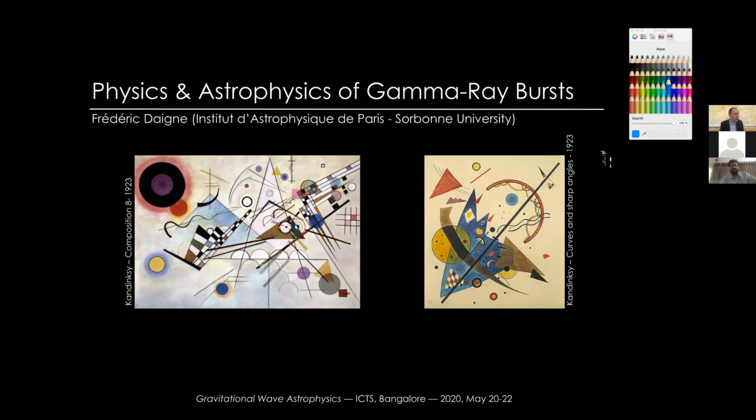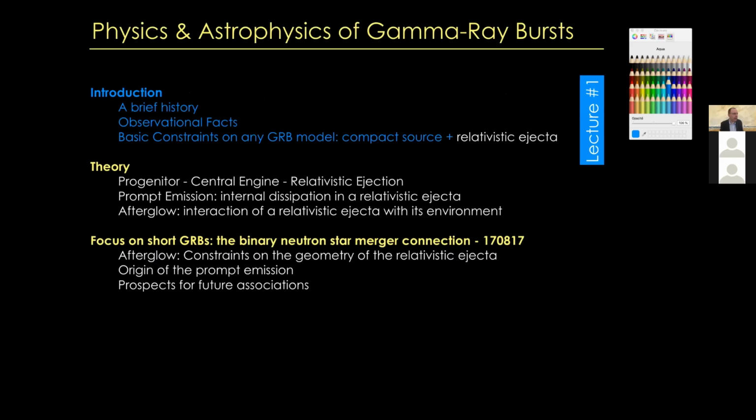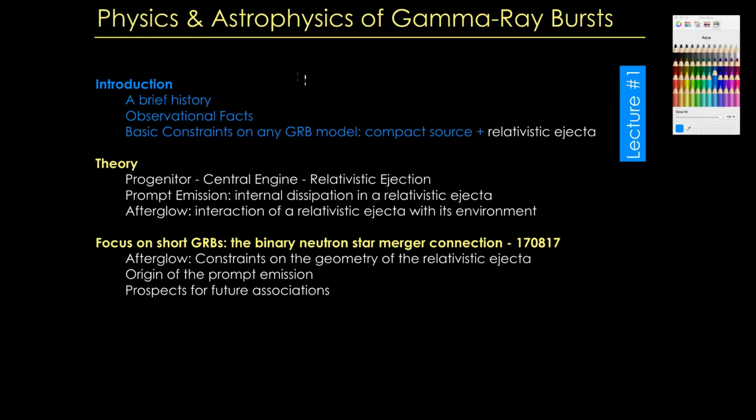So this is our second lecture. Yesterday, I tried to make a general introduction on the main observational facts that are necessary to understand the physics of GRBs. And I have also started to introduce the main ingredients of the physical model. And so I will go on today with the last ingredient, the fact that we need a relativistic ejecta.